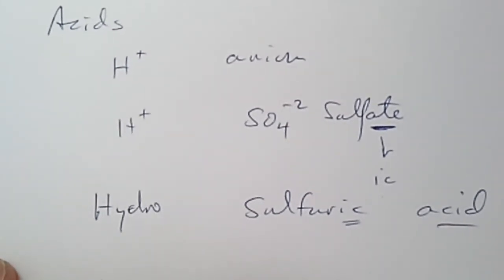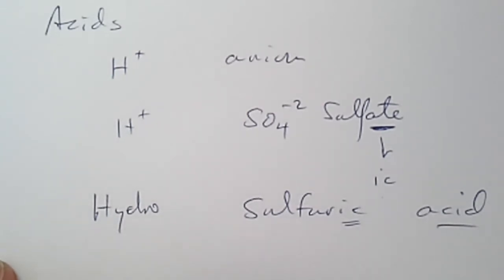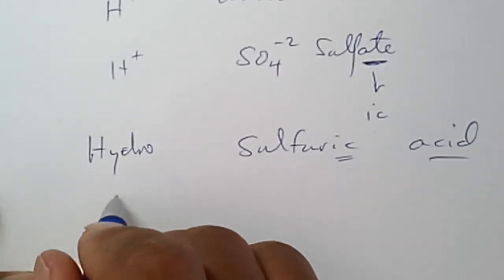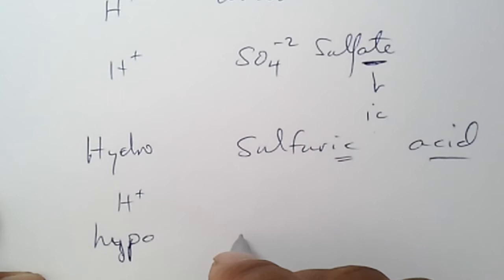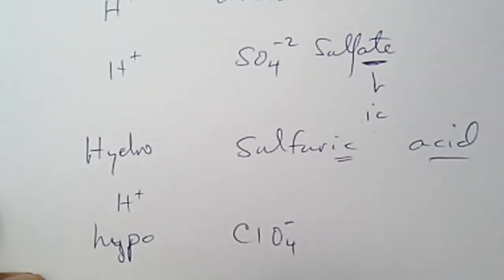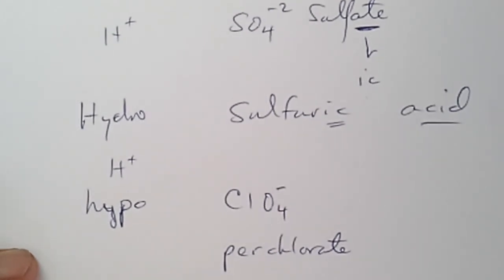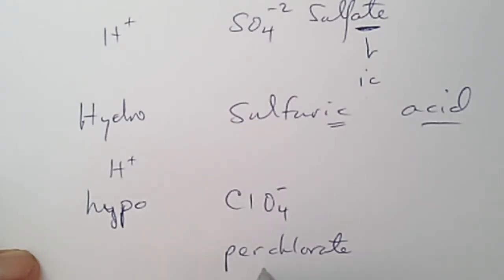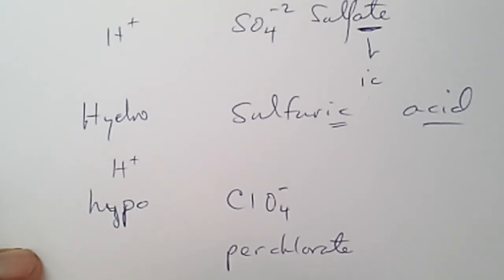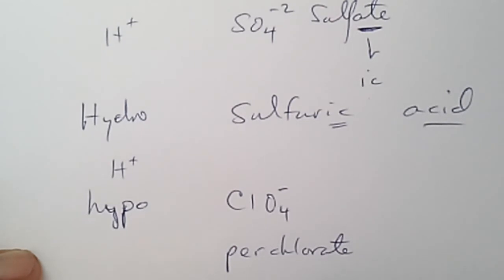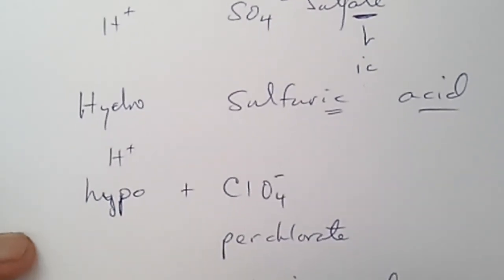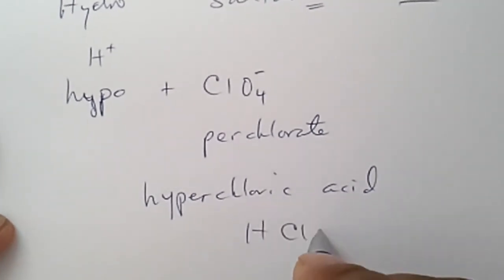Another example is hypo, in reference to hydrogen, and we looked at chlorate, and so this was perchlorate. We talked about the type 2. So with this hypo, it's hyperchloric acid. And these will come together. Hypochloric acid, HClO4.